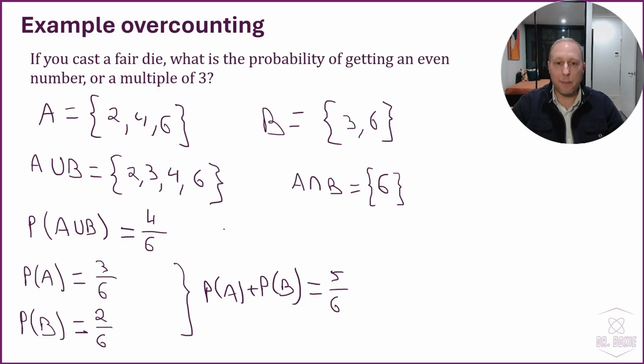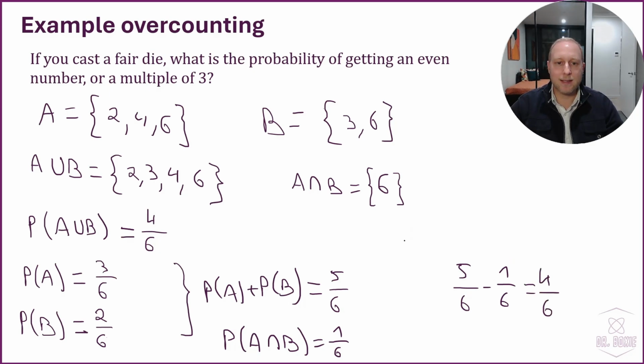Why does that happen? Well, simply because we calculated the probability of throwing the number 6 twice, once in P of A and once in P of B. We have overcounted exactly that outcome that is included in both of them. So if we were to subtract the probability of A and B, which is 1 out of 6, from the 5 out of 6, we would indeed get 4 out of 6, which is the probability of A or B.